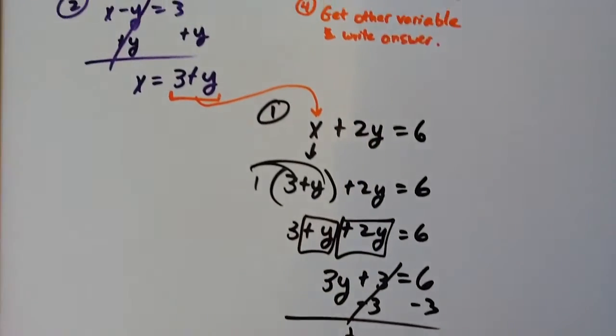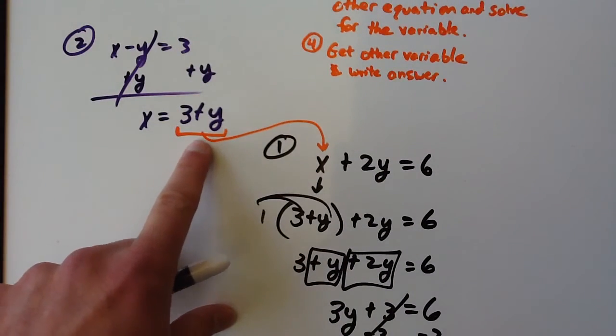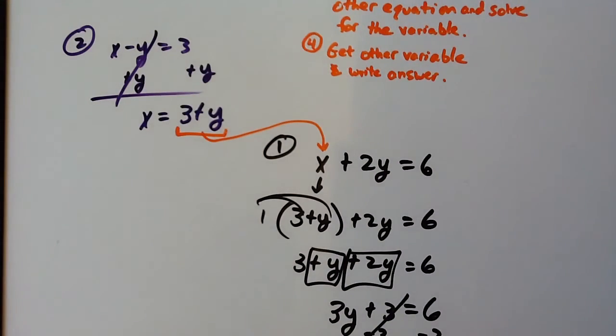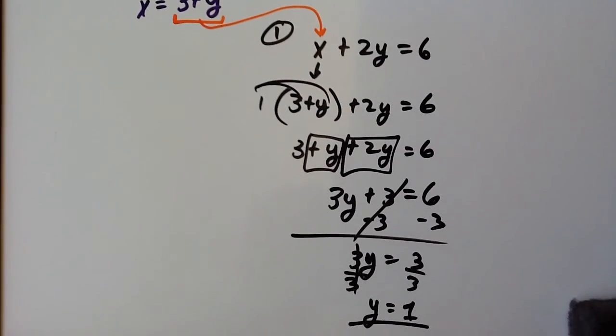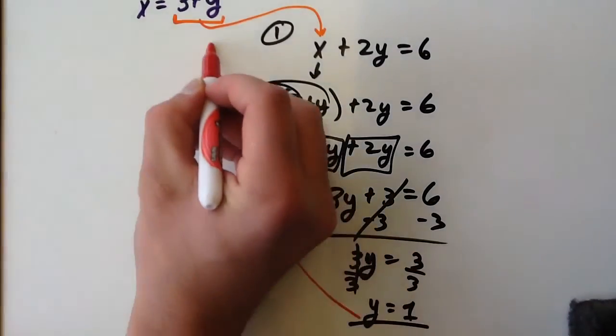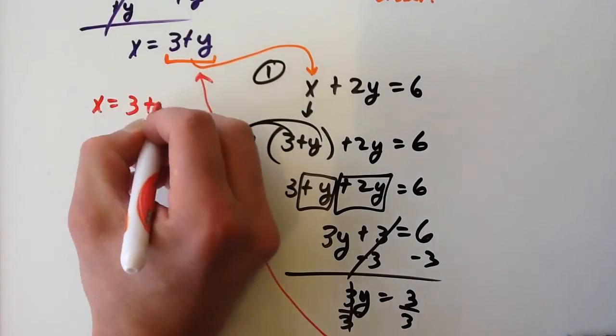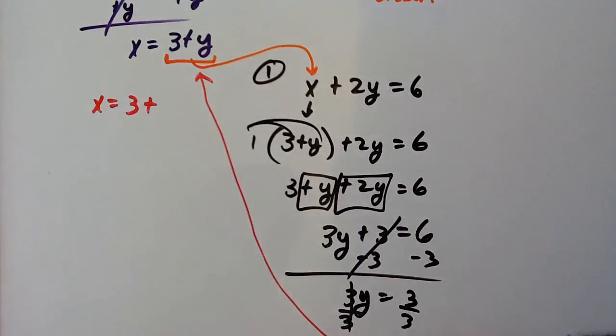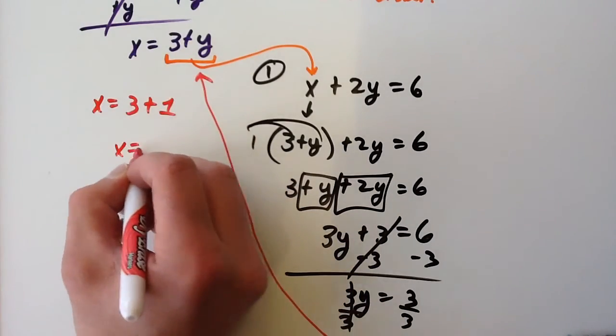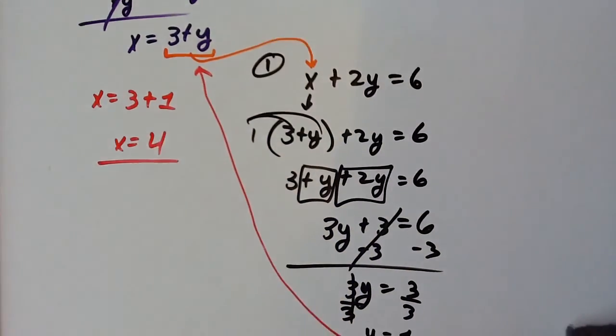X equals what? X equals 3 plus y. And now we know what y is. So what we're going to do is take this value for y and plug it in right there. Okay, so x equals 3 plus y. And what is y? Y is 1. So x equals 3 plus 1, which is 4, okay?